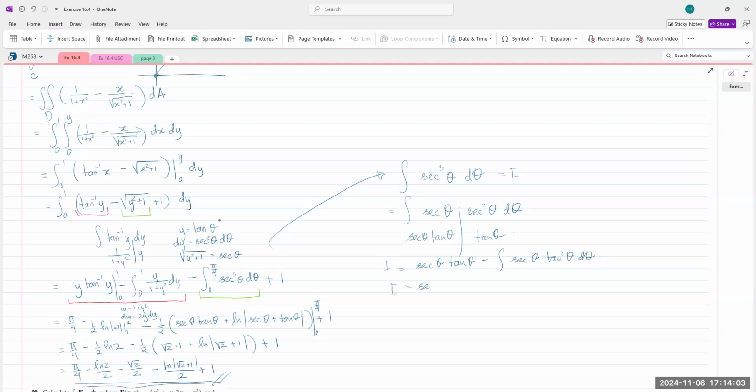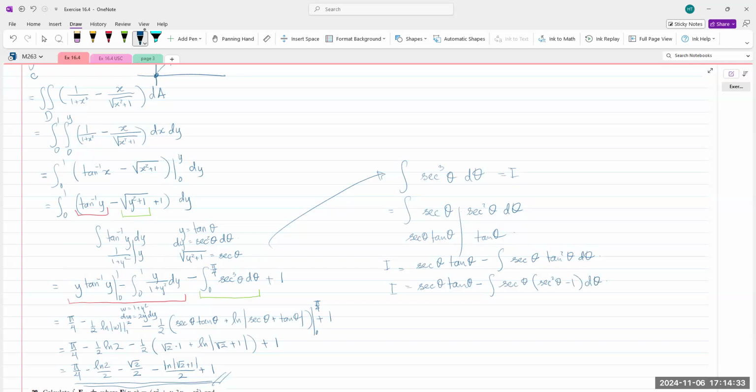If I call this I, this is secant theta tangent theta minus the integral of secant theta times, actually, secant squared theta minus 1 d theta. So this becomes 2I equals secant theta tangent theta plus the integral of secant theta d theta.